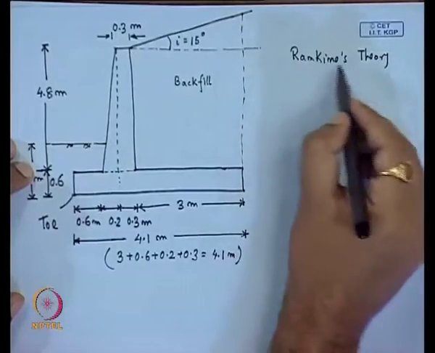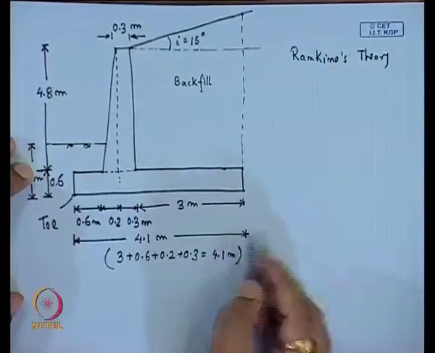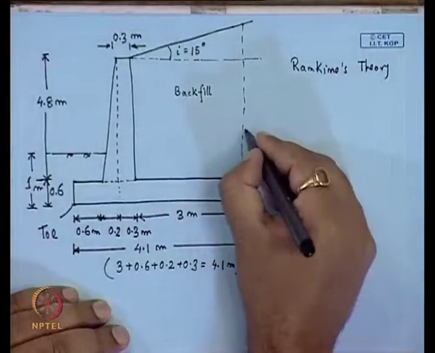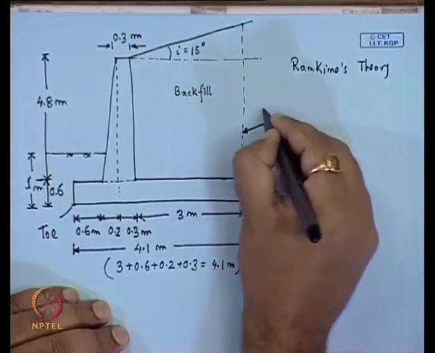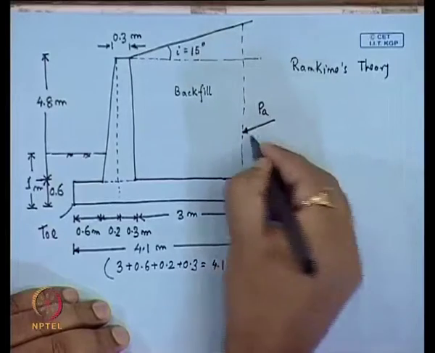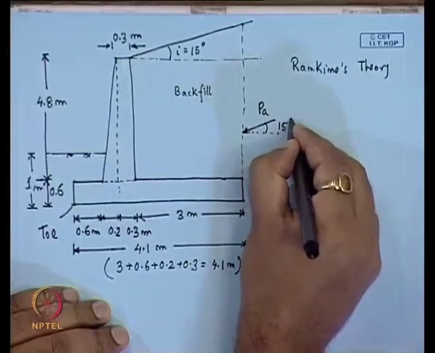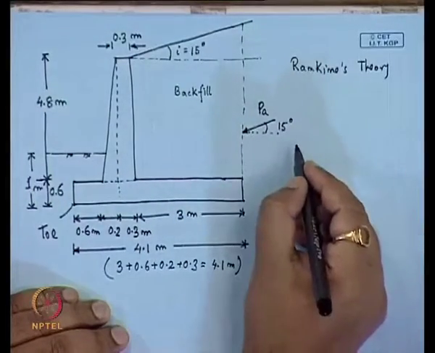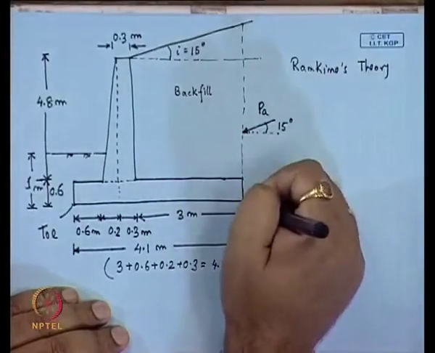As I have mentioned, we will consider the weight of this soil also. So, first we consider that our active earth pressure will act at an angle of 15 degree with horizontal, and the point of application will act at a distance of one third of this total vertical line.